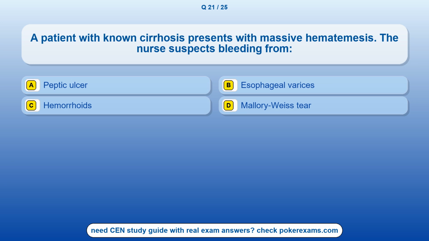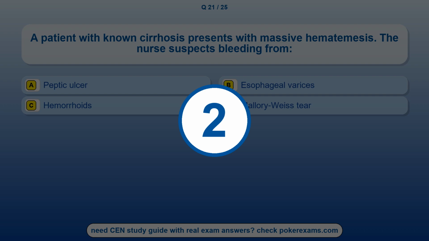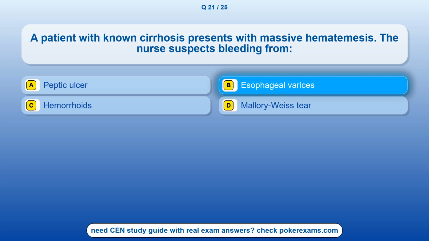Question 21. A patient with known cirrhosis presents with massive hematemesis. The nurse suspects bleeding from option A, peptic ulcer. Option B, esophageal varices. Option C, hemorrhoids. Option D, Mallory-Weiss. The correct answer is option B, esophageal varices.